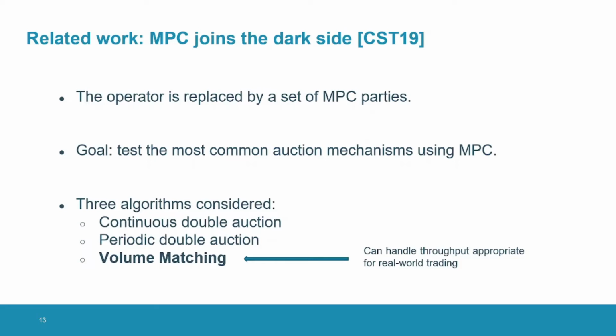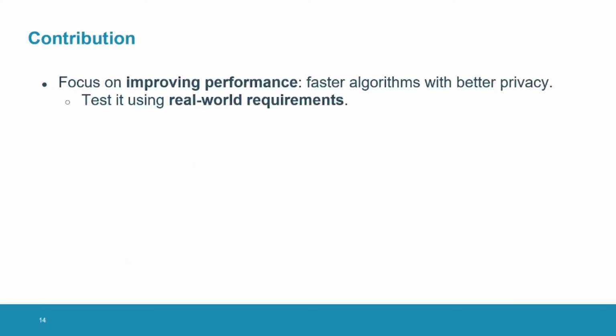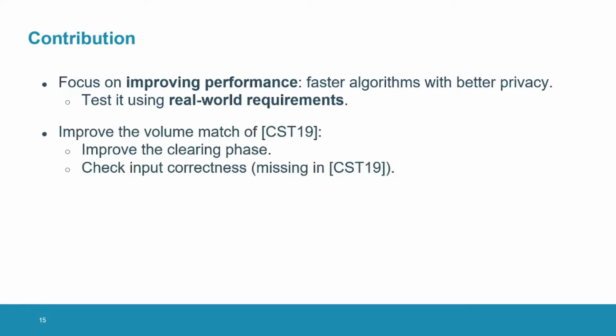So in this volume matching algorithm, the orders have no price information, and they are matched based only on their volume, and then the price is taken from some reference exchange. What we do here in this work is focus on building algorithms that are faster and have better privacy than before. So we propose 2 algorithms, and the first one is an improvement of the volume matching from the previous work, where we add this check of input correctness, and this will fix a problem that wasn't addressed at all before. And we also do some changes on the procedure for clearing orders.